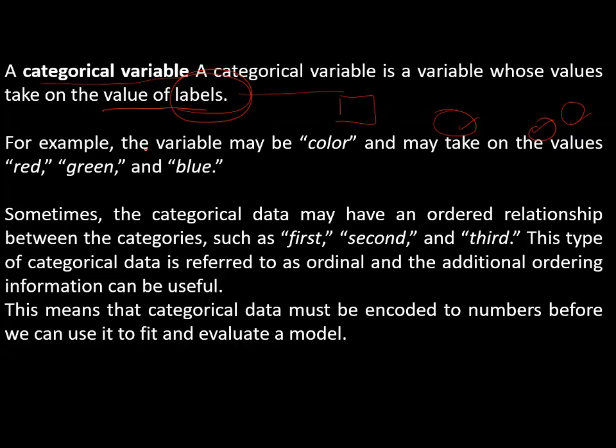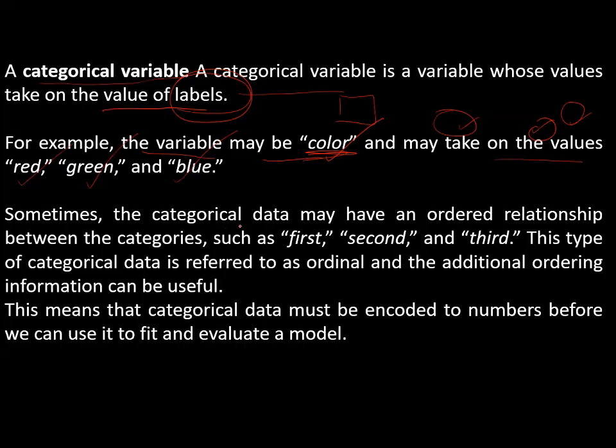For example, the variable may be color. Color is the variable and may take values red, green, blue. So labels means how many blue things are there, how many green things are there, something like that.